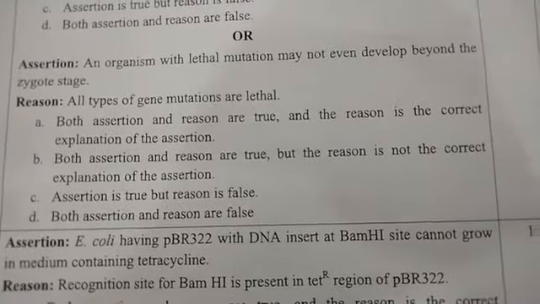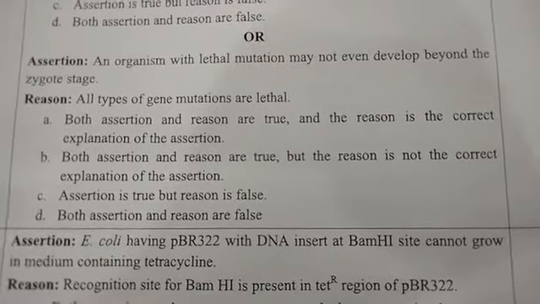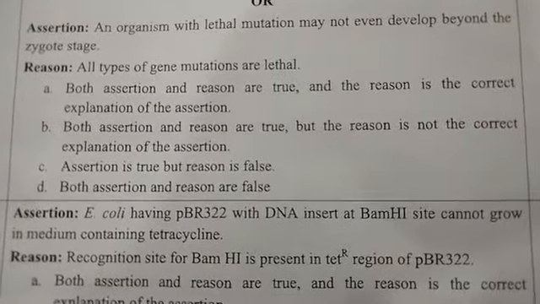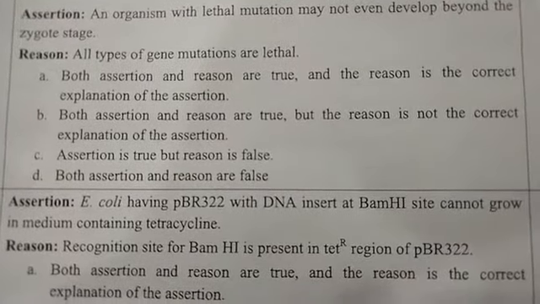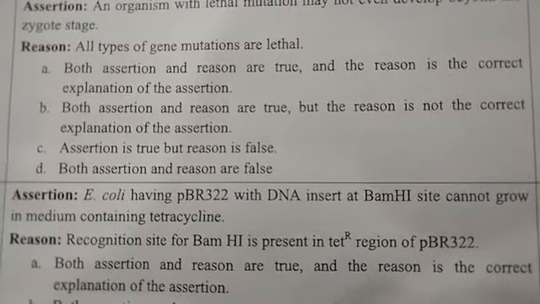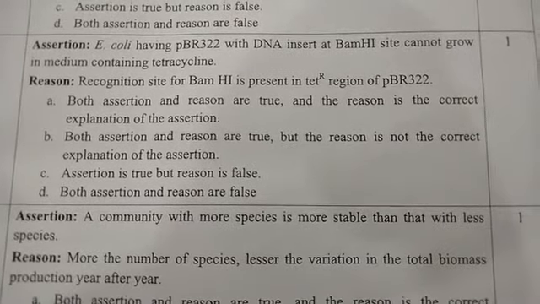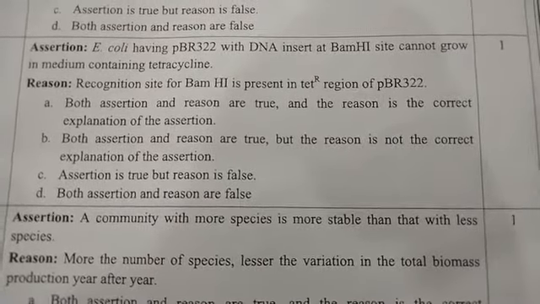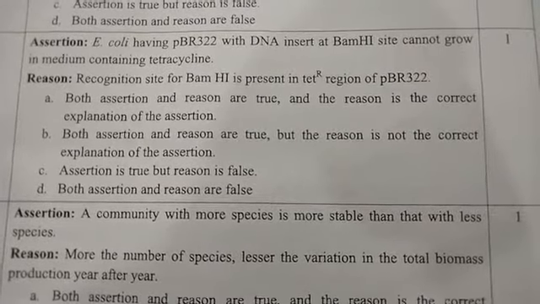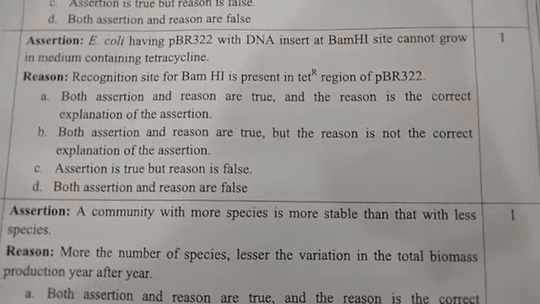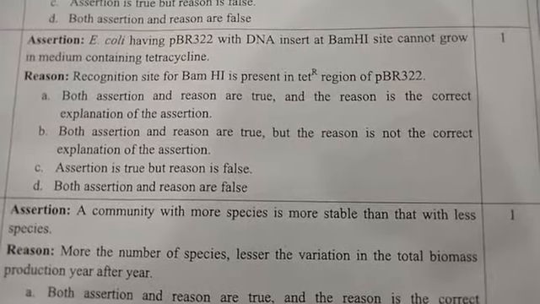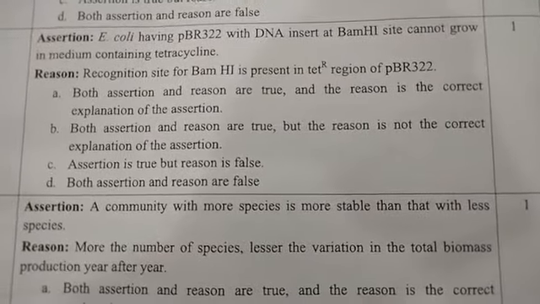This is assertion: an organism with lethal mutation may not even develop beyond the zygote stage, and the reason is all types of gene mutations are lethal. And A, B and C, D as it is as the earlier ones. Let's move to 12th. Assertion: E. coli having pBR322 with DNA insert at BamHI site cannot grow in medium containing tetracycline. The reason: recognition site for BamHI is present in tetracycline region of pBR322. Again the 4 options you have to choose.